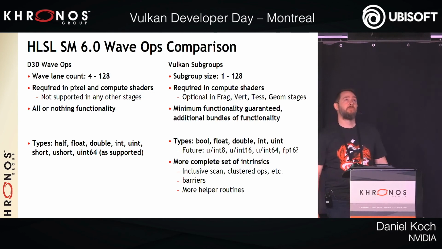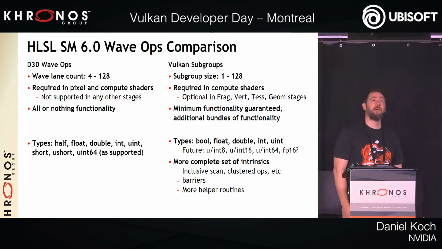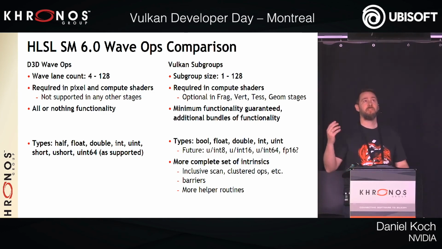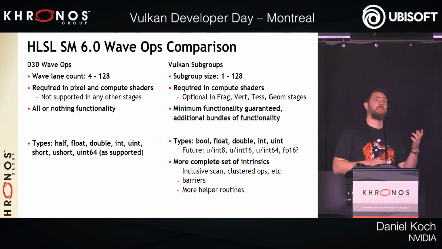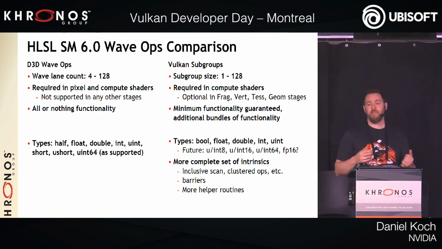How does this compare to the Shader Model 6 operations? In D3D, they're called wave ops. We call them subgroups. In D3D, they range between 4 and 128. In Vulkan, we have between 1 and 128.